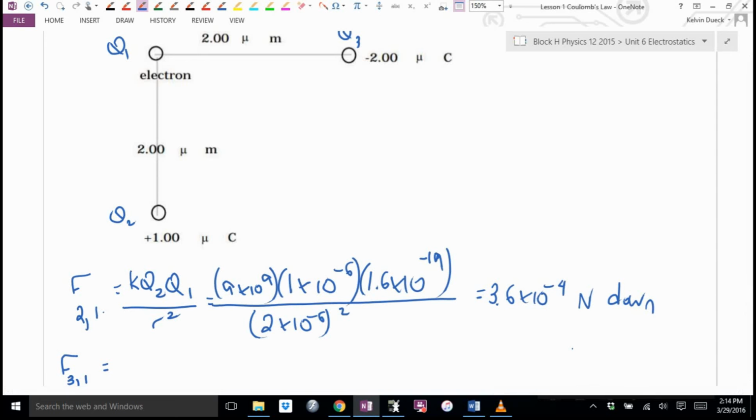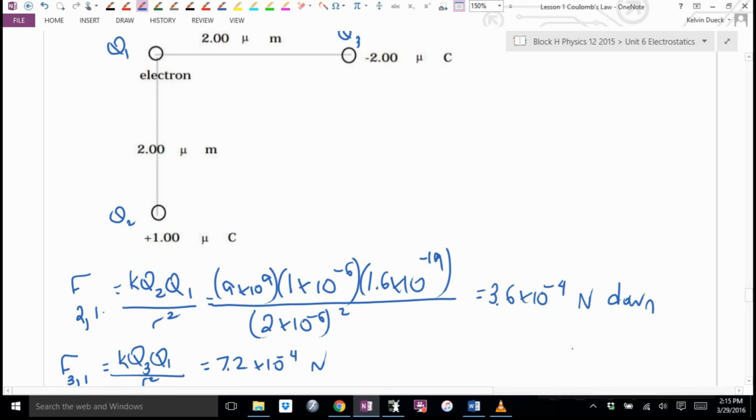What about the force between charge 3 and the electron? That's going to be k q3 q1 over r squared. Is the distance r the same as in the first one? What's going to be the only difference in this equation versus that equation? I think the answer is just going to be twice as big, right? 7.2 times 10 to the negative 4. That's twice as big as 3.6.